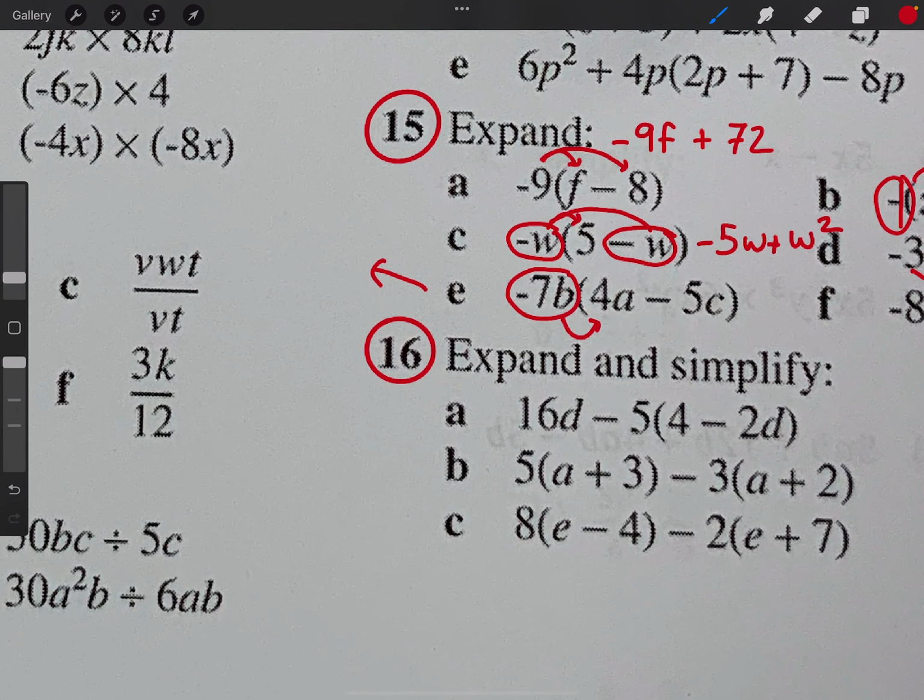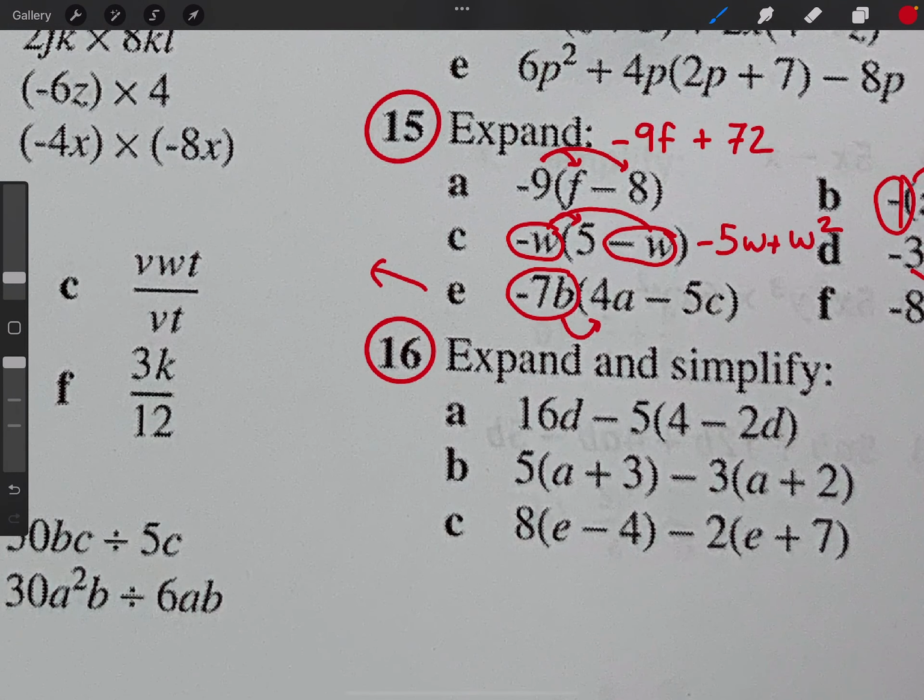Alright, question 16. Expand and simplify. So we have to expand the top one. Let me do this one down here. So the first one we write is 16d, still there. Now we have to expand this. This is negative 5 times 4. That'll be negative 20. And then negative 5 times negative 2. Negative times negative is a positive. 5 times 2 is 10. And then d.